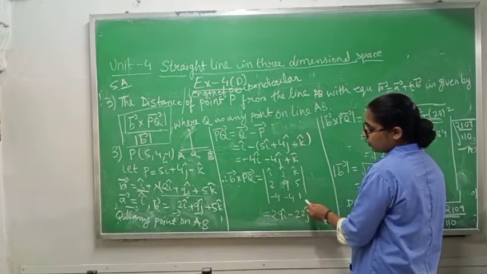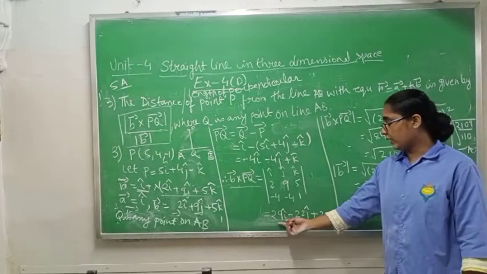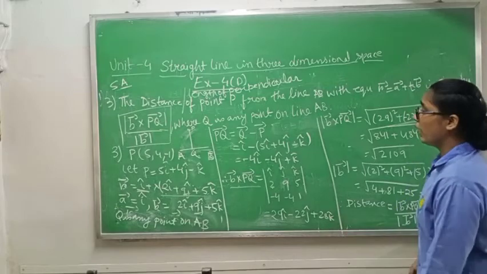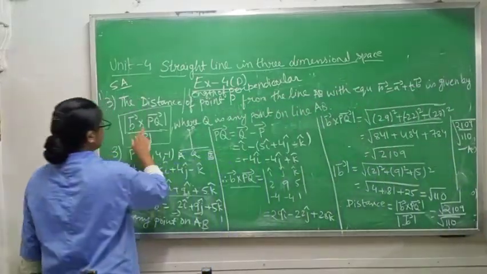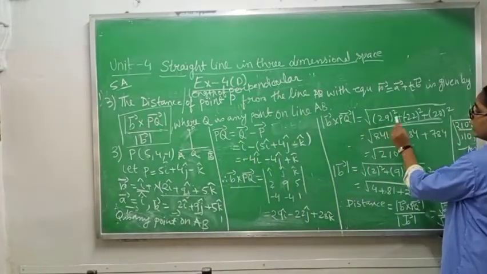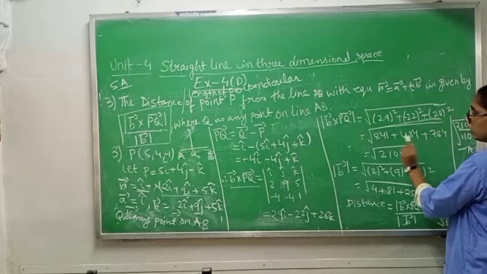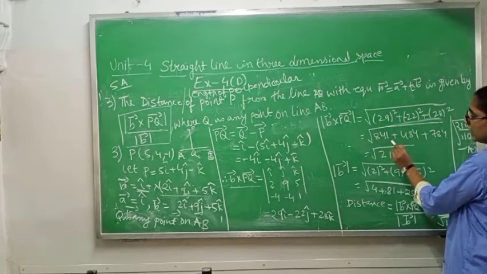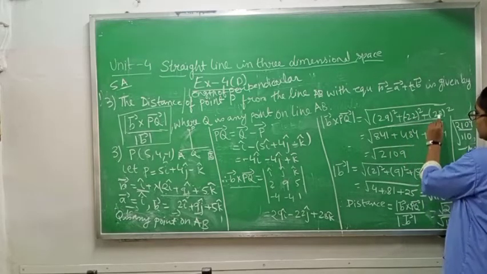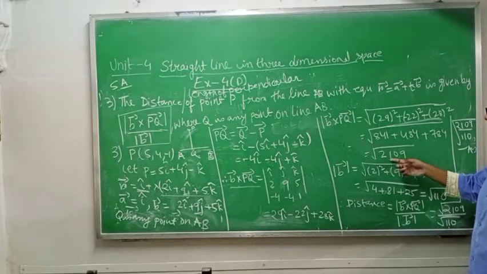So minus 4, 1. When you solve this using cross multiplication, you will get 29 i cap minus 22 j cap plus 28 k cap. Now you have to find the mod of the b vector cross PQ vector. So mod of b cross PQ is root over 29 square plus (minus 22) square plus 28 square. 29 square gives 841, 22 square gives 484, plus 28 square gives 784. When you add, you get root over 2109.